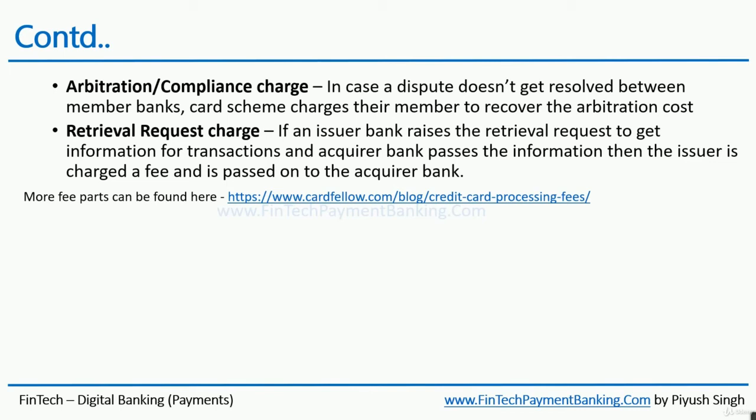The next charge is a retrieval request charge. If an issuer bank wants more information about a transaction from the acquirer bank, it asks the scheme to get that information from the acquirer bank. The acquirer bank passes on the information to the issuer, but the scheme deducts some money from the issuer bank's account and then passes it on to the acquirer bank to provide the extra information.